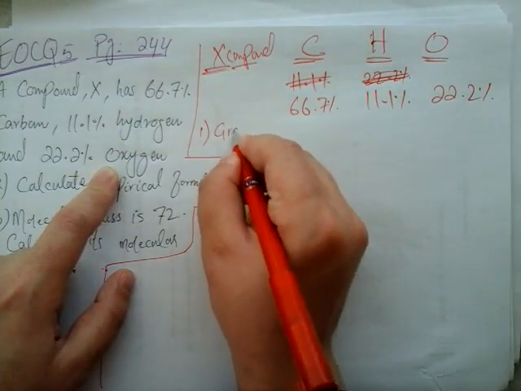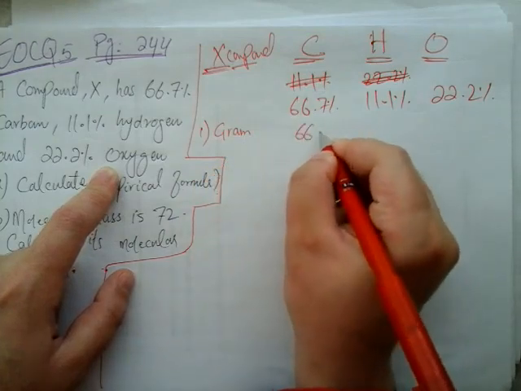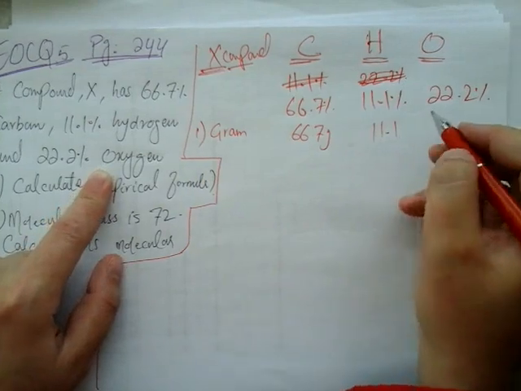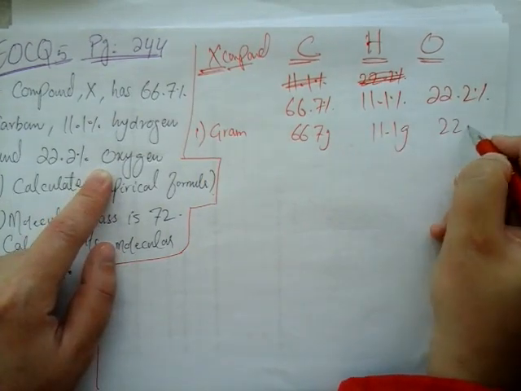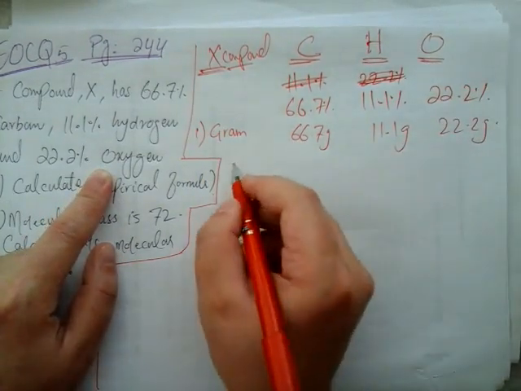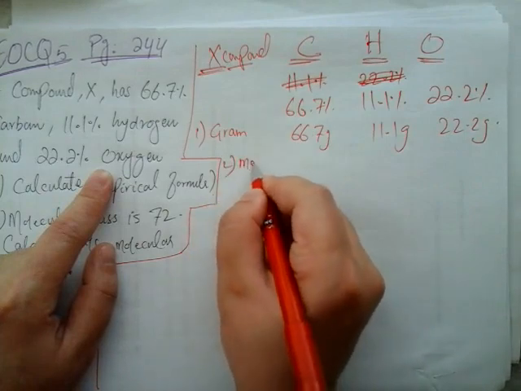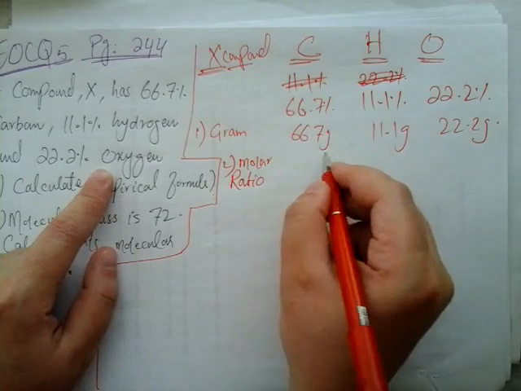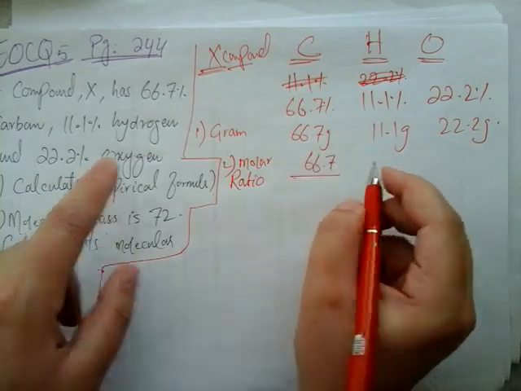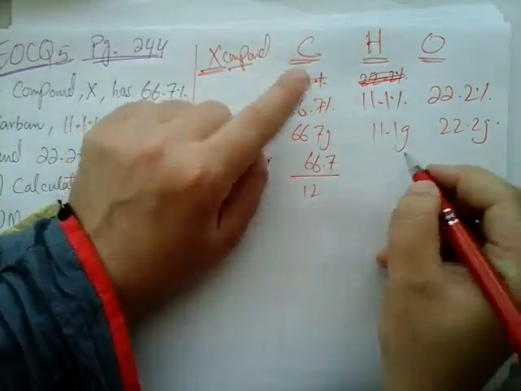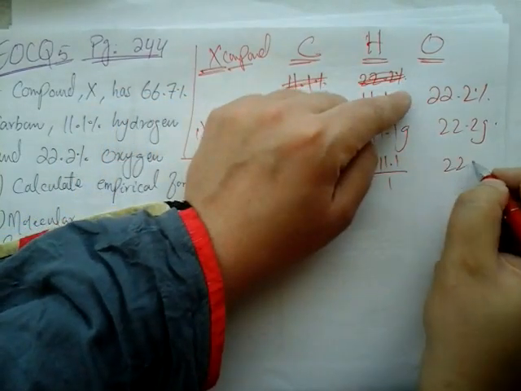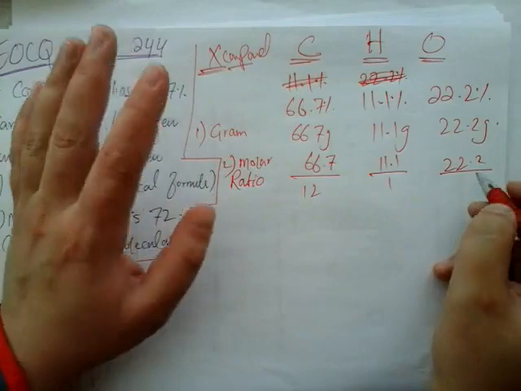So 66.7 gram of carbon is present in this compound, 11.1 gram of hydrogen, and 22.2 gram of oxygen is present. In the second step, we have to find the molar ratio. Atomic mass of carbon is 12, atomic mass of hydrogen is 1, atomic mass of oxygen is 16, as given in the question.